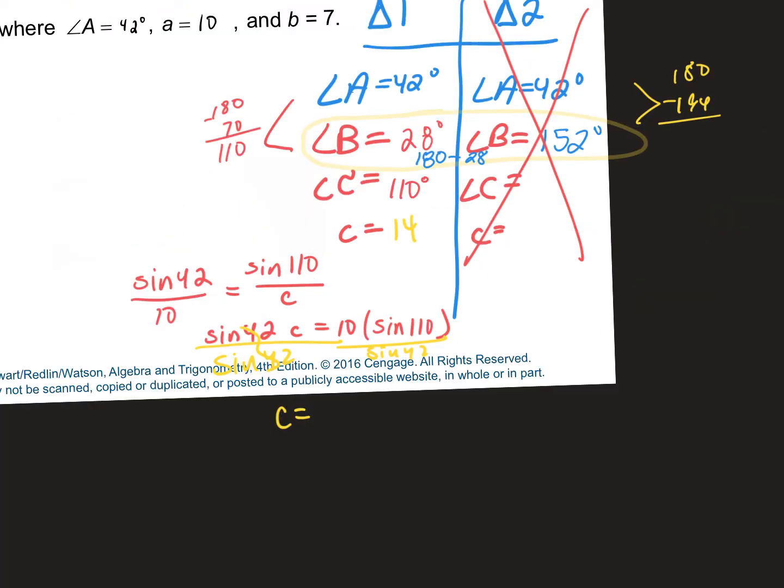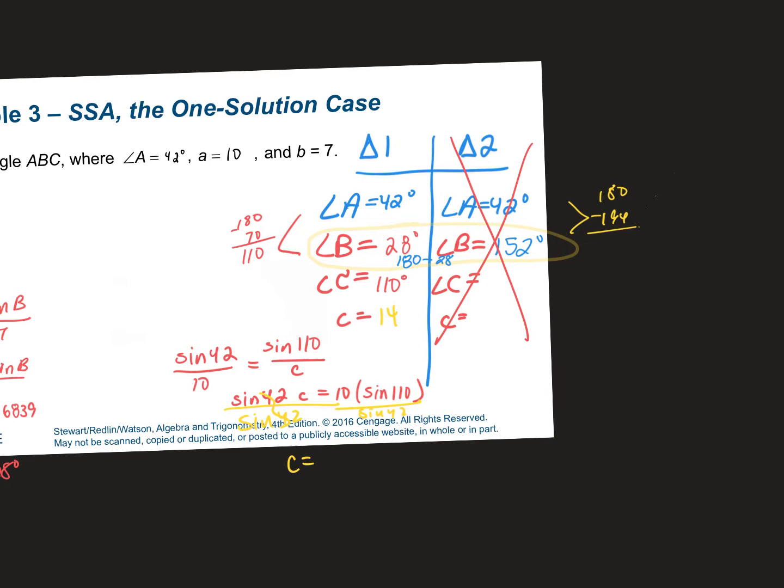So on your test, you always assume that there's two triangles. This would be you showing all of your work. You'd be showing me that there is only one solution. The reason why there's only one solution is because there's not enough extra degrees left over to create a second triangle. Christian.